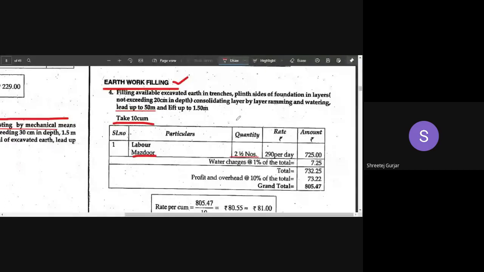3 and 1/4 mazdoors we had assumed for 10 meter cube of excavation. But for the same 10 meter cube of backfilling, we have taken only 2.5 laborers. Why have we taken a smaller quantity of laborers here? Can you justify? Can you give me the reason behind this?